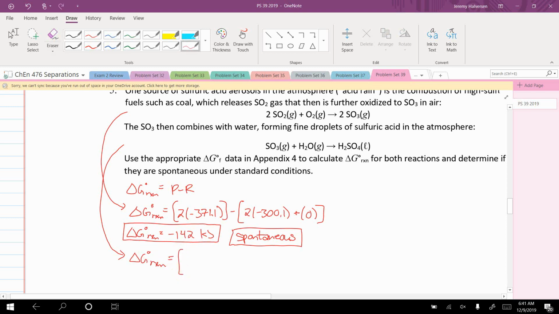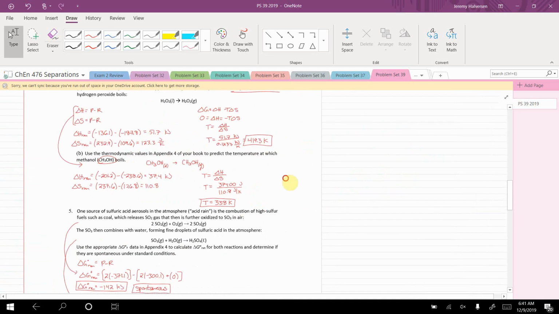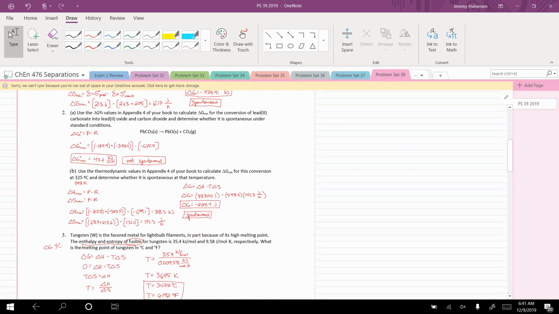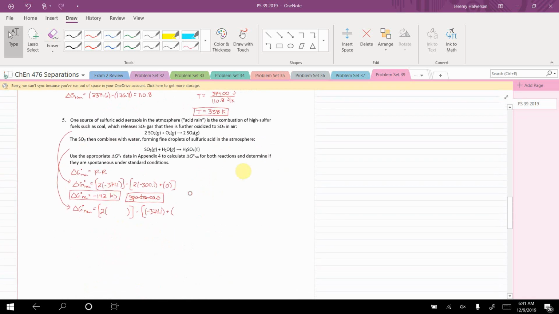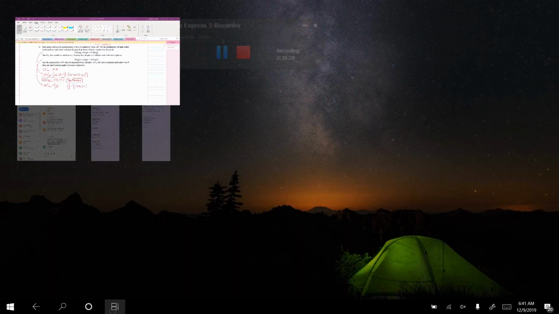But I do know I'm going to have 2 times whatever the value of H2SO4 is. My reactants is going to be 1 times the value of SO3, and I know the value of SO3 from the first one, 371.1, plus the value for water, which might have been in a previous one. Nope, it's not. Okay, let me just look these up real quick. Bear with me.